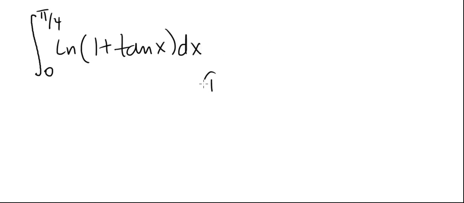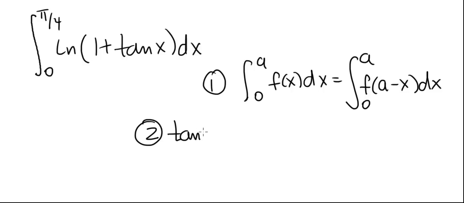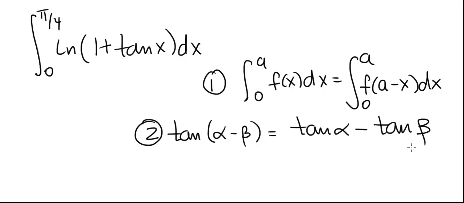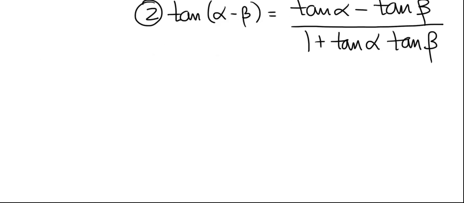The first result is the integral from 0 to a of f of x is equal to the integral from 0 to a of f of a minus x. And the second result is the trig identity, which says that tangent of alpha minus beta is equal to tangent of alpha minus tangent of beta divided by 1 plus tangent alpha times tangent beta. So these two results will help us to evaluate this integral. First, let's derive result number 1, and then we'll proceed to integrate.